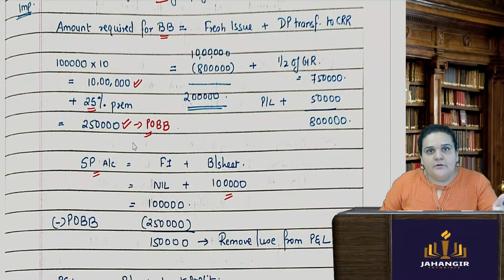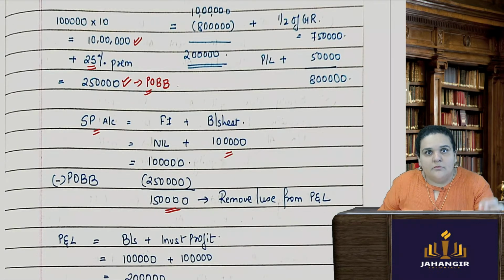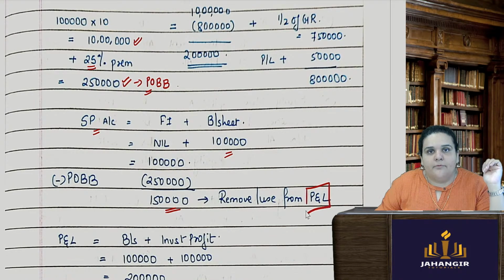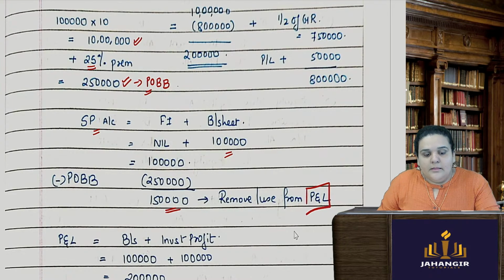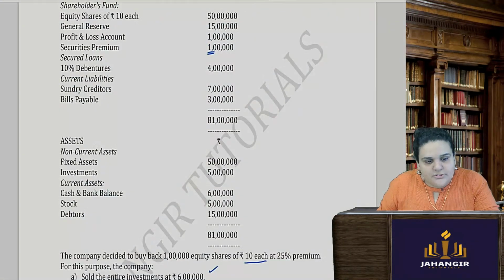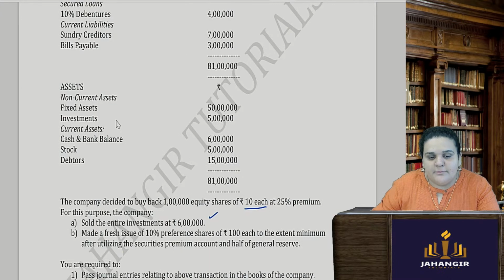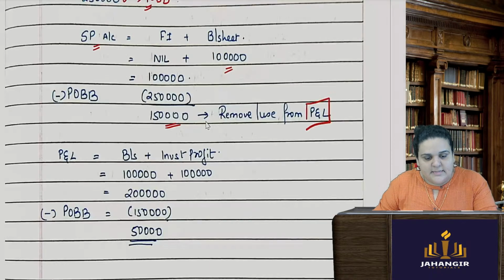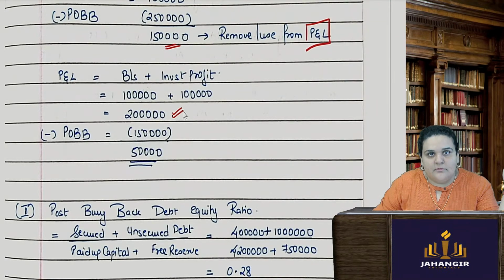I need 2 lakh 50,000 premium to give. So 1 lakh 50,000 is not there in my securities premium account. I will have to take it from my P&L account now. In my P&L account in the balance sheet, there is already 1 lakh rupees. Also, I sold the investment at 6 lakhs; the investment was costing 5 lakhs. So now I have a total of 2 lakhs. From there, I am using this 1 lakh 50,000 which I could not remove from the securities premium account. So P&L remaining in the balance sheet will be only 50,000.